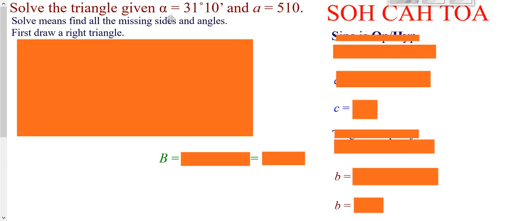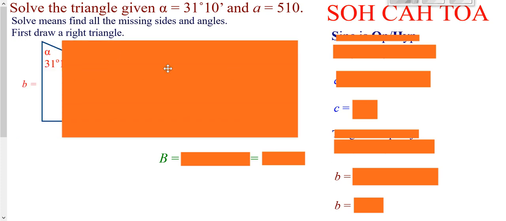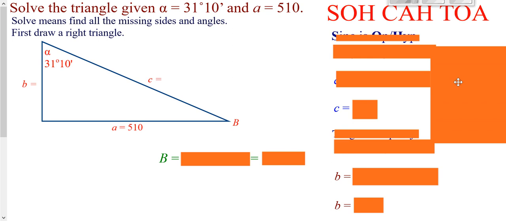So here you're given alpha, which remember is angle A, and you're given the side of A. So first of all, draw yourself a right triangle. So with our triangle drawn, we would have something similar to this. Now remember, this is degrees, minutes, seconds. Our side opposite.